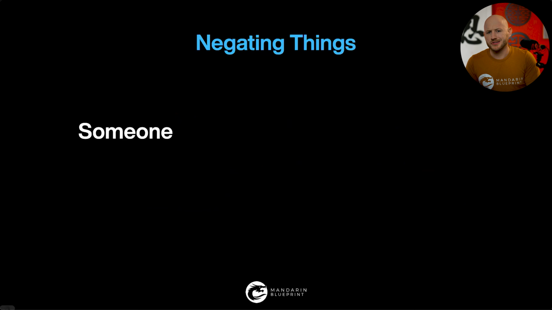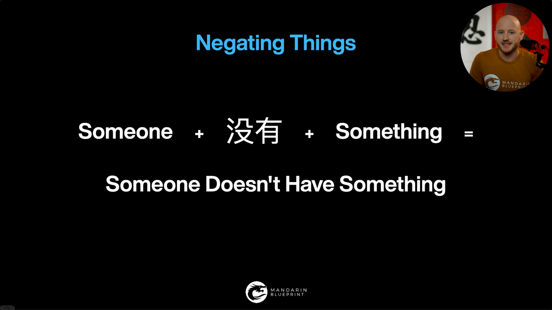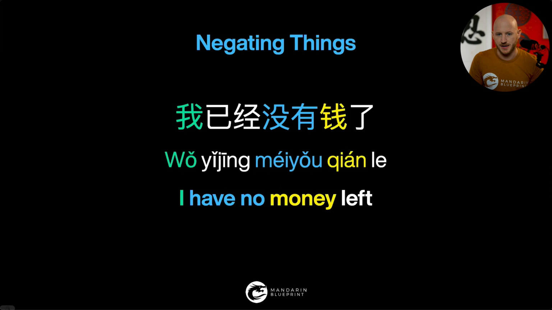Now, this is the way that people generally learn it: 没有 means someone doesn't have something, and then there's also someone didn't do something. But in this case, it's just someone doesn't have something. So let's give a few examples. 我已经没有钱了. I have no money left, or I already don't have money now. That would be the more direct translation of that. But this is just a possession thing.